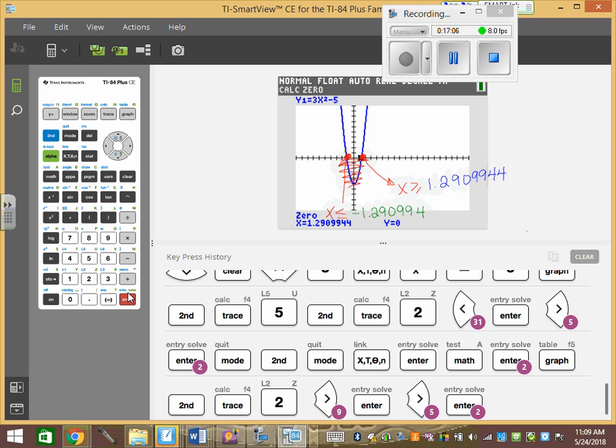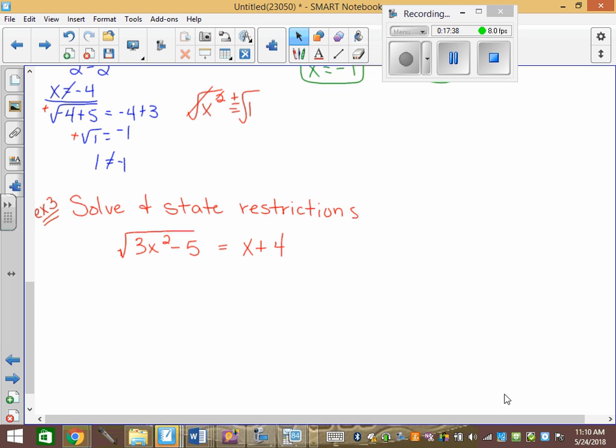Why do we have a vertex at 0 and negative 5? Our equation is, oh, it's up there, 3x squared minus 5. If I wanted to put it in vertex form, which we did last year, it would be 3(x plus 0) squared minus 5, wouldn't it? What's my vertex at? 0 and negative 5. Life lessons. Okay, so we have our restrictions, right? Now you guys are going to solve it.